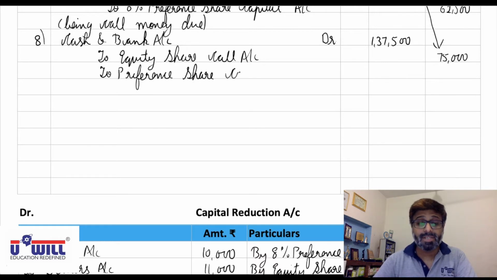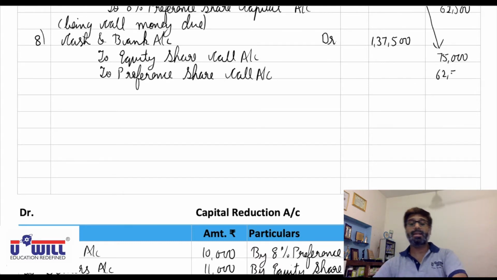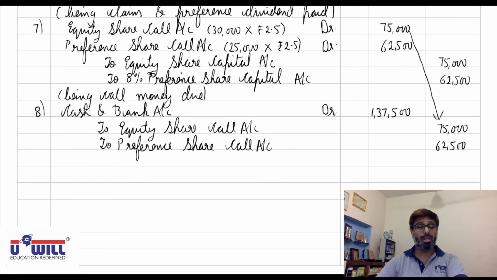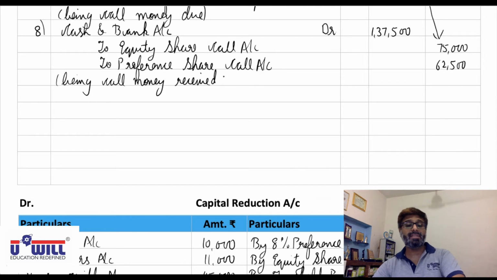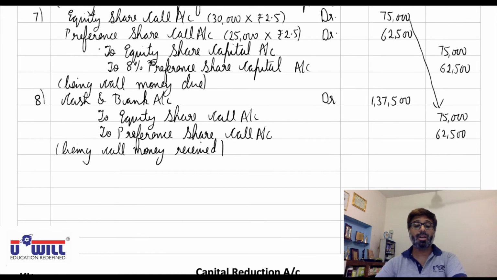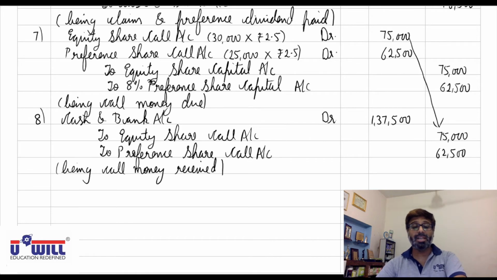Okay, so these entries we have studied in second year BCom, earlier in 12th standard also. When the call money is to be collected, share call account debit to share capital account and bank account debit to share call account, being call money received. Now no posting is to be done because neither in 7th entry nor in 8th entry is the capital reduction account affected. You all can see that. No capital reduction account, so no posting is to be done.